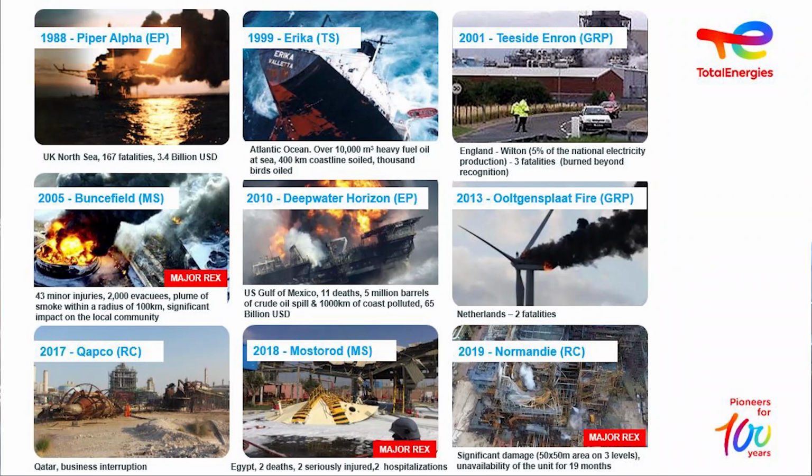So the Buncefield accident, I won't talk about that because we will see it in the other side. And the last one is the Normandy refinery fire. Luckily, there was no fatality with that. This also happened in Total Energies. And yes, this unit was shut down for 19 months without production. So the next slide, please.